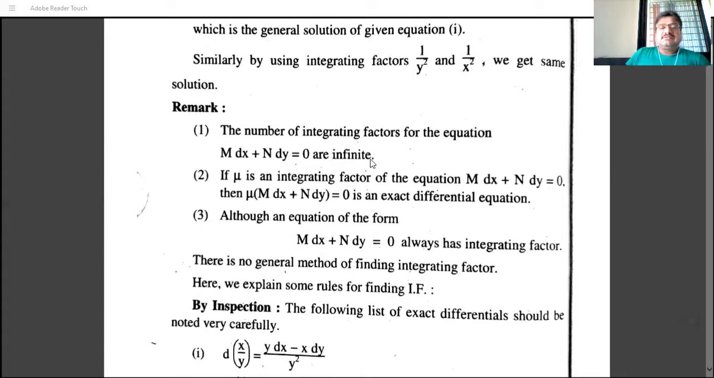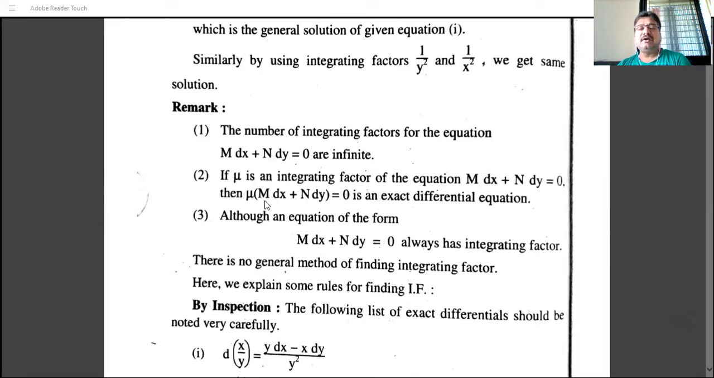That is, the equation has infinitely many integrating factors, that is, more than one integrating factor. If mu is an integrating factor of the equation M dx plus N dy is equal to 0, then mu (M dx plus N dy) is equal to 0 is an exact differential equation. That is, if mu is an integrating factor and we multiply this equation by mu on both sides, then the resulting equation is what?